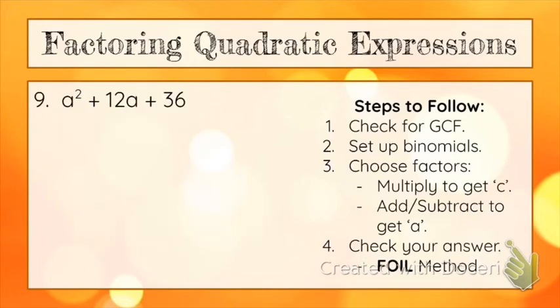Okay, so remember, first we check for a greatest common factor. Since this coefficient is a 1, you automatically know that you can't take a coefficient out. And this term does not have an A, so we can't take a variable out. So there is no greatest common factor here. Then we're going to set up our binomials and choose our signs. Okay, so we're going to have 2 binomials. They always are going to start with our variable.